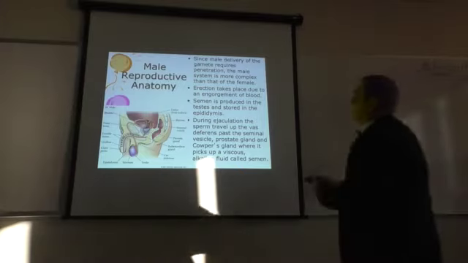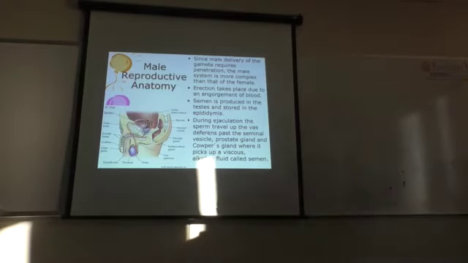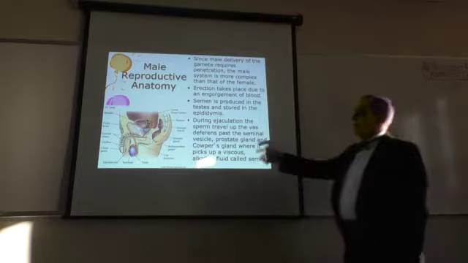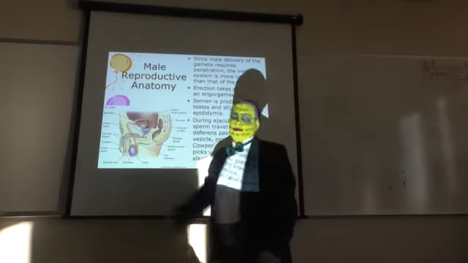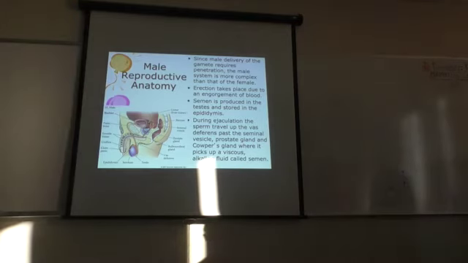The erection takes place due to an engorgement of blood, and this is something we talked about before. Semen is produced in the testes and it's stored in the epididymis. During ejaculation, and you can see these are not very large structures, so we're not really talking about a huge volume of semen. During ejaculation, the sperm travels up the vas deferens past the seminal vesicle, prostate gland, and Cowper's glands, where it picks up a viscous alkaline fluid called semen.